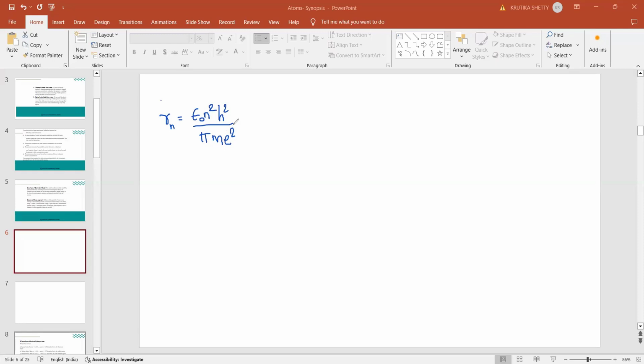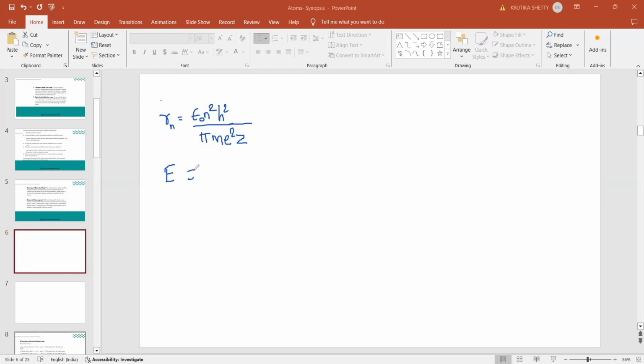This is for the hydrogen atom, because if you consider the hydrogen atom, Z is equal to 1. If it is not a hydrogen atom, then Z will come here. But Bohr's postulate is applicable only for the hydrogen atom, right? Here, the total energy is the sum of the kinetic energy and the potential energy.